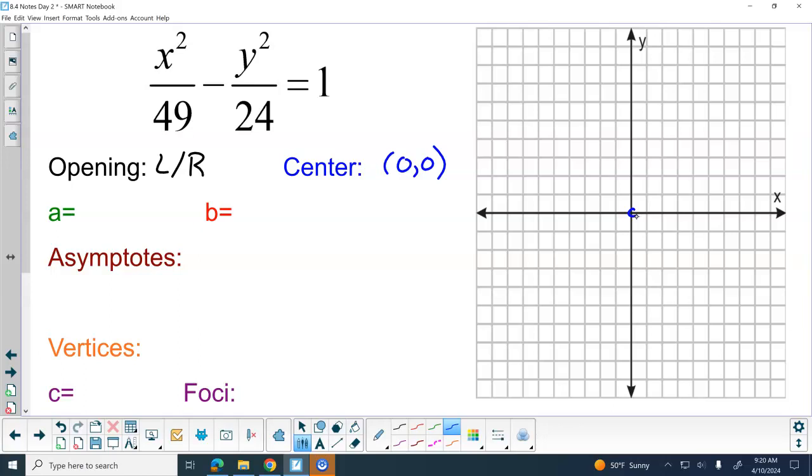A value. What is my A value? 7. We agree with 7. 49 is A squared, so that means 7 is my A. Which means to build the box, I'm going to go right 7. 2, 4, 6, 7. Left 7. 2, 4, 6, and 7.